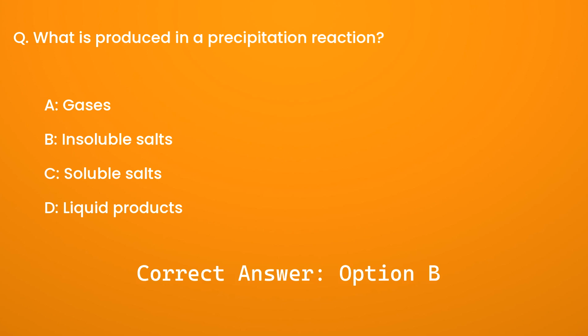The correct answer is option B, which is insoluble salts. Precipitation reactions result in the formation of insoluble salts from soluble reactants.